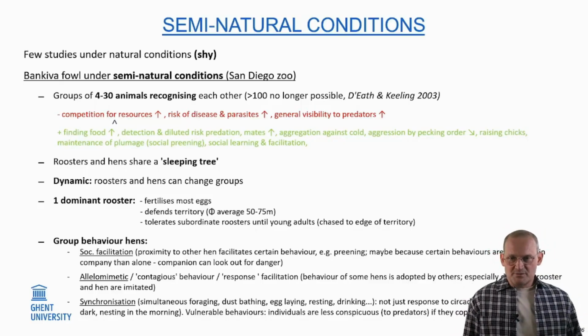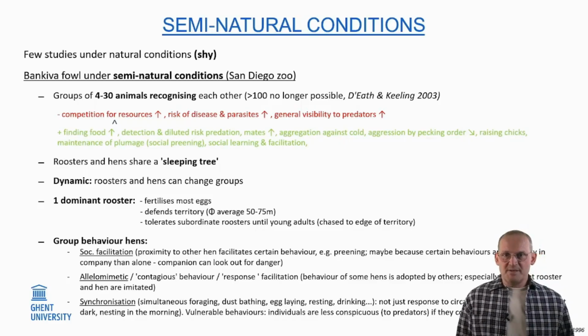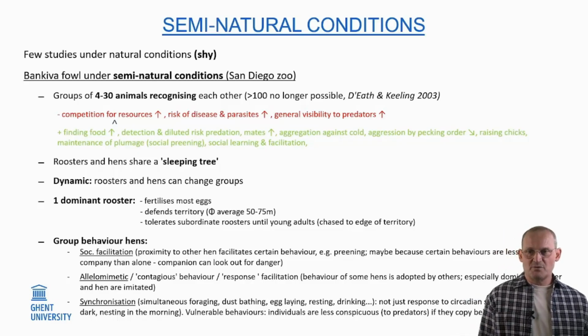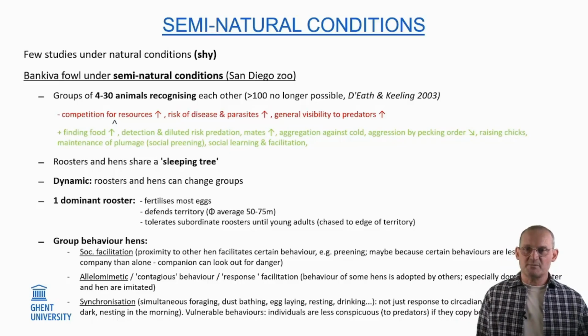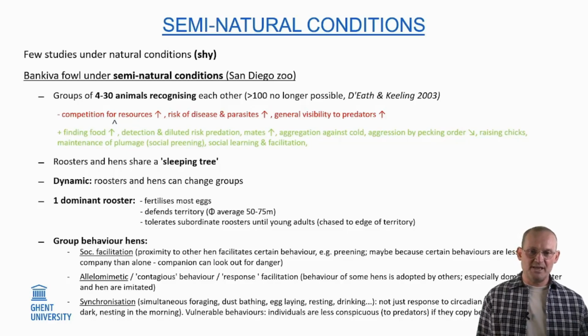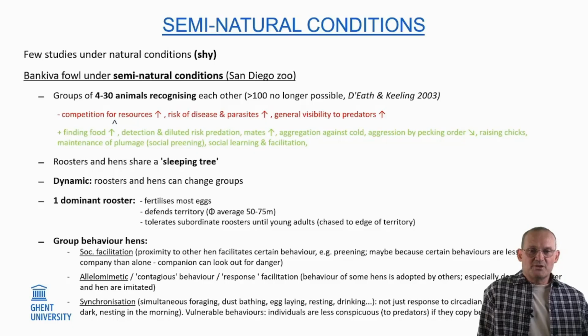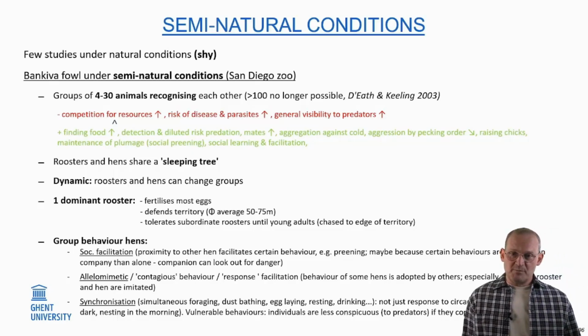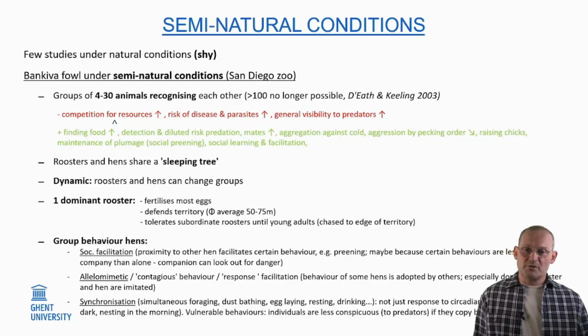And what is very obvious and apparent in these semi-natural populations is that the hens behave as a group. And they show 3 levels of grouping behavior. The first, or the most basic level, is what is called social facilitation, in which simply the proximity to other hens facilitates certain behaviors, such as preening. And that is maybe because certain behaviors are less risky in company than when you are performing that behavior on your own, because your companion can be on the lookout for potential predation or other reasons for danger.